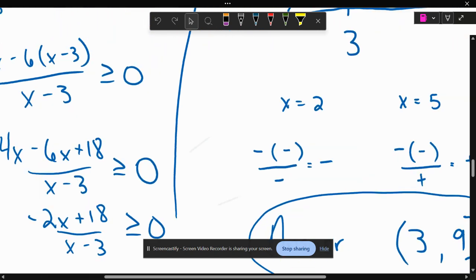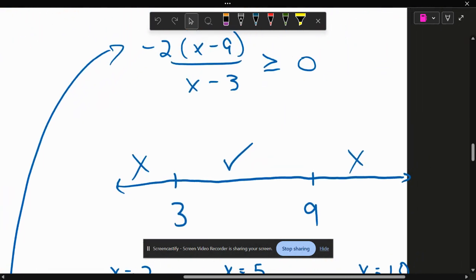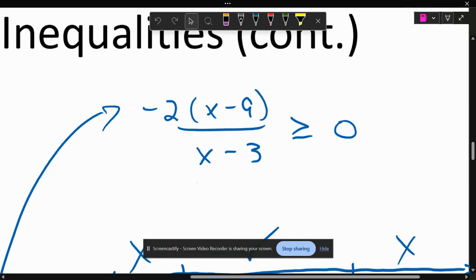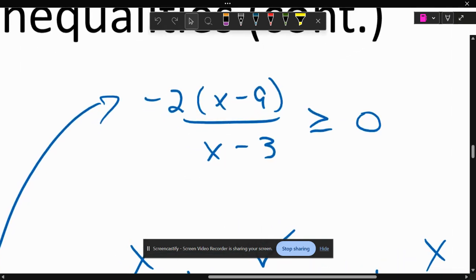So once we get that simplified, here's what happens. I'm going to factor out my numerator as best I can. In this case, I factored out a negative 2 to make it x minus 9. That's going to help us whenever we find out what we're putting on our number line.